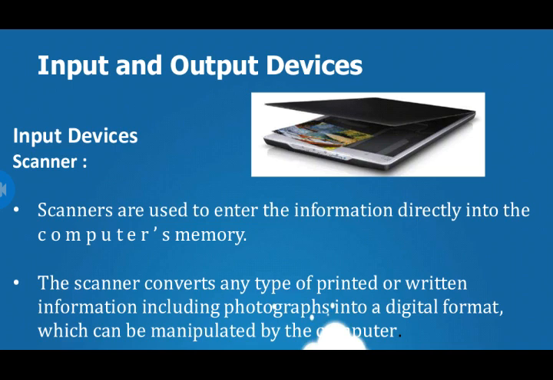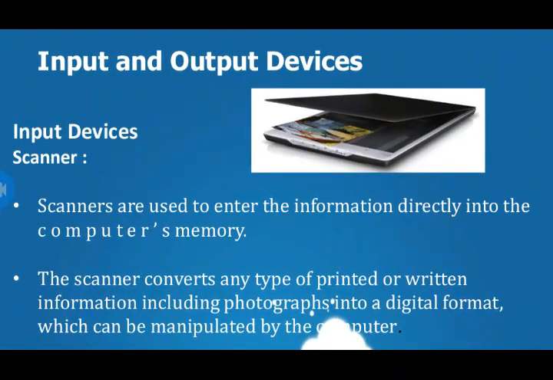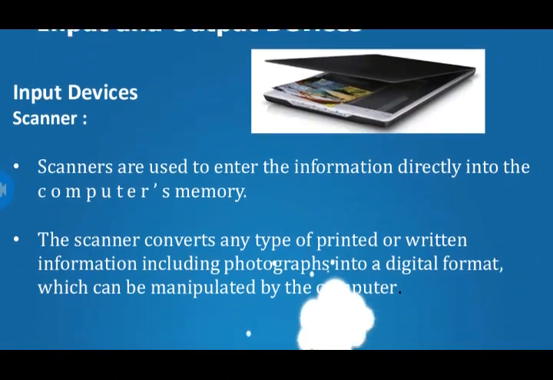The scanned copy is to be transmitted to the bank, so it is called e-transmitting. Everything is considered only as e-transmitting. That is possible only with the help of scanners. This is the scanner. Scanners are used to enter information directly into the computer's memory. The scanner converts any type of printed or written information, including photographs, into digital format, which can be manipulated by the computer.